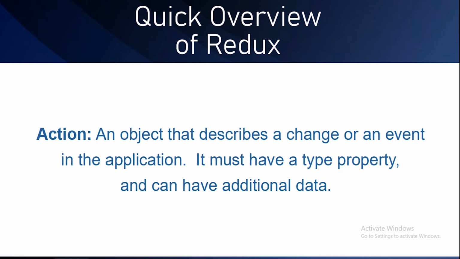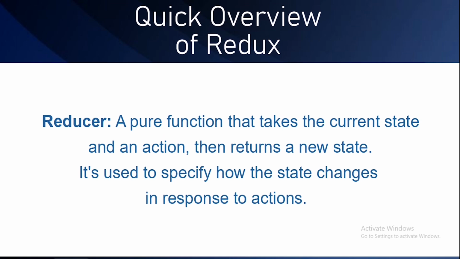Okay, we have action, which is the object that describes a change or an event in the application. It must have a type property and can have additional data. Okay, so let's look at the reducer. It's a pure function that takes the current state and an action, then returns a new state. It is used to specify how the state changes in response to actions that are dispatched.